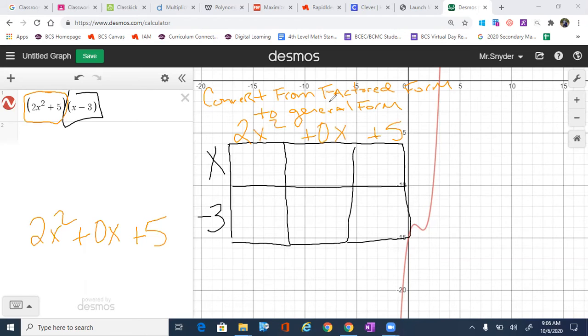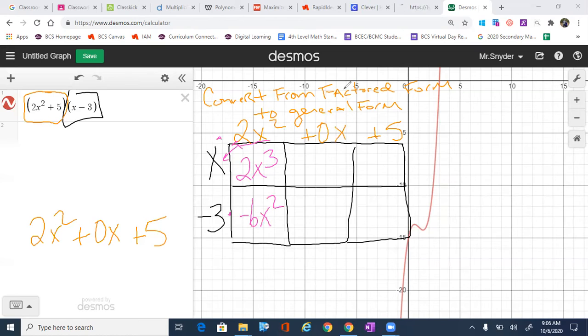At this point, I just start multiplying the binomial. So you're going to see 2x squared times x. We are multiplying. 2x squared times x is 2x cubed. I have 2x squared times negative 3. So I bring this value down to that negative 3 here. I have negative 6x squared. And then I just continue.